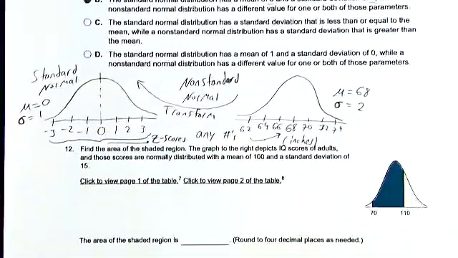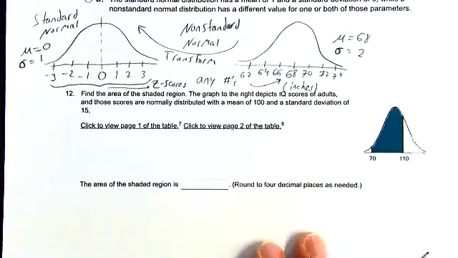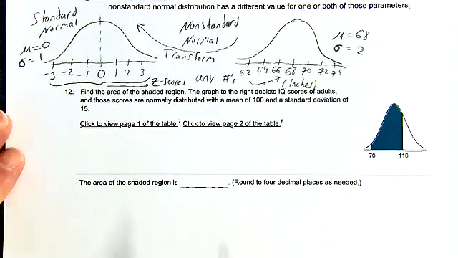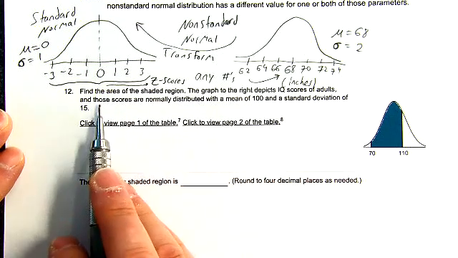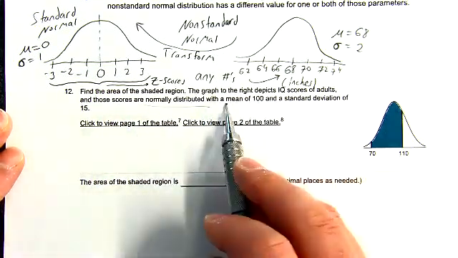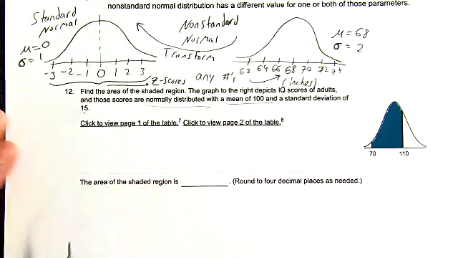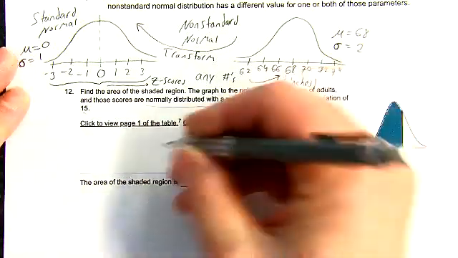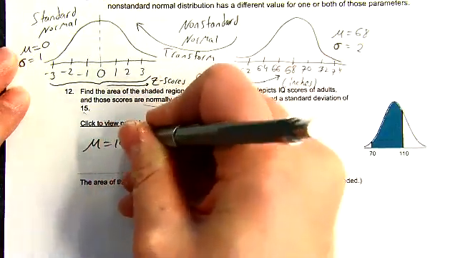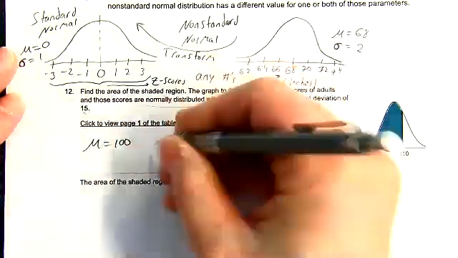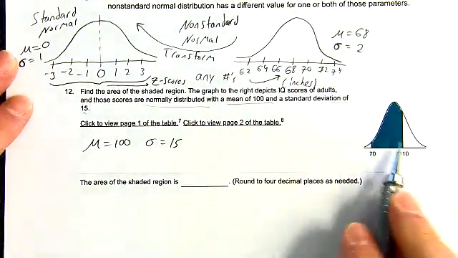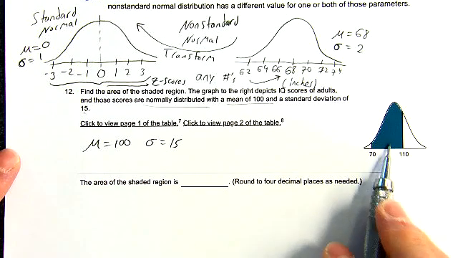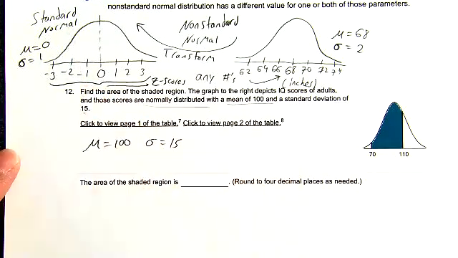Okay, so that's the theory. Let's take a look at one of these. So we have IQ scores. Find the area of the shaded region. The graph to the right depicts IQ scores of adults, and those scores are normally distributed with a mean of 100 and a standard deviation of 15. So they tell us mu is 100. Standard deviation is sigma. They tell us that's 15. And we want to find the area of this curve. So the first step is we have to transform this curve into a standard normal curve.